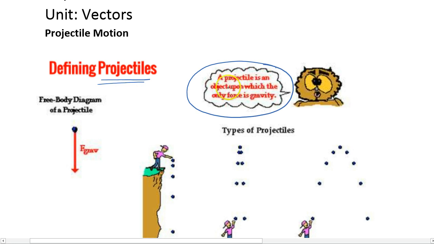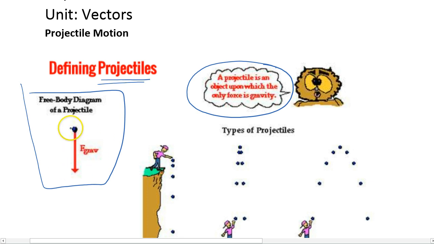We're going to say a projectile is an object upon which the only force is gravity. So anytime there's a projectile, there's the free body diagram of a projectile. Hopefully I've ingrained in your head already that this does not tell you which way the object's moving. It could be moving up, it could be momentarily at rest, could be moving downwards, it could be moving to the right, or it could be moving to the left.